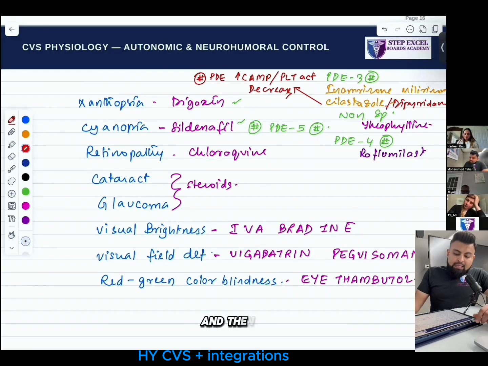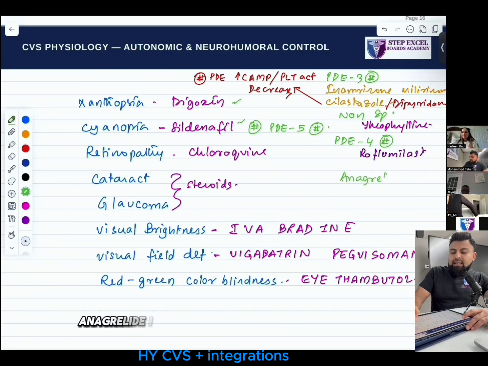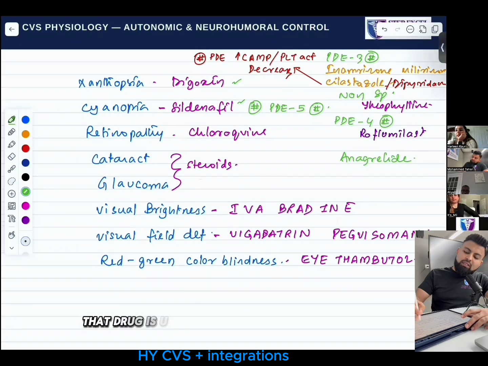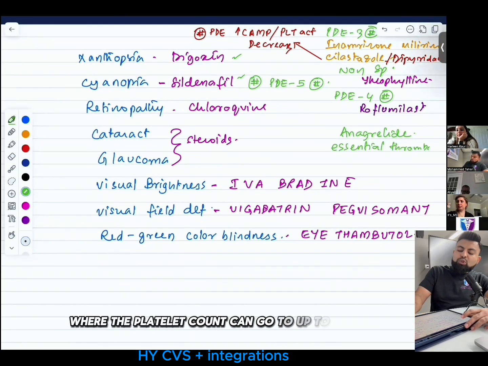And then there is one drug that is not that much important, but anagrelide. Anagrelide is also a phosphodiesterase inhibitor. That drug is used in essential thrombocythemia, or thrombocytosis, where the platelet count can go up to 1 million, right?